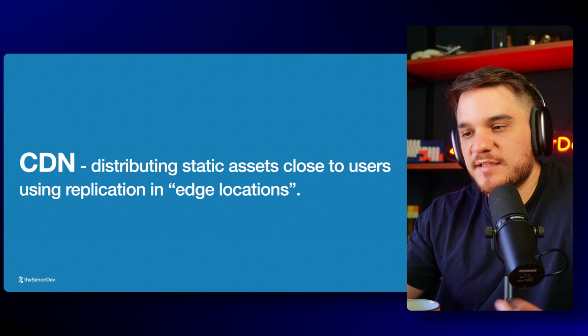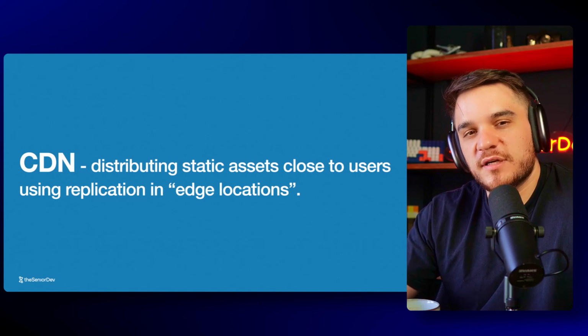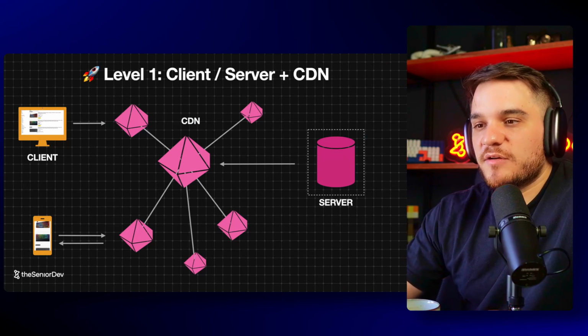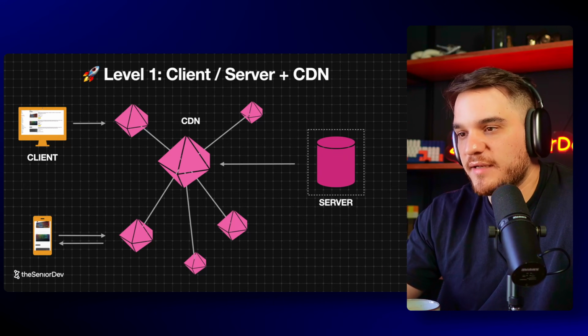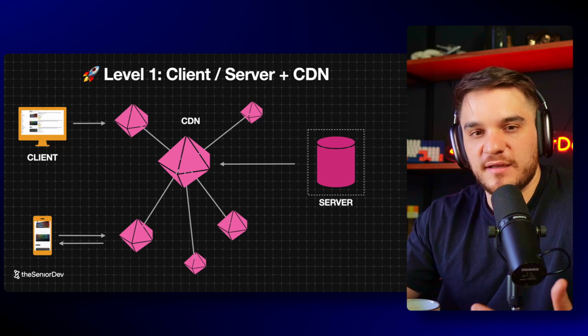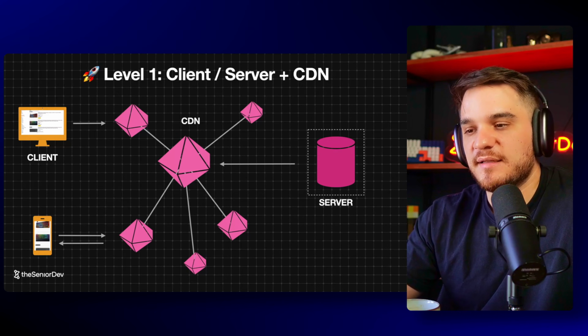And that's a CDN, basically distributing those static assets close to the user by replicating them in those specific edge locations. And that would be our scale level 1, where we still have a client and our server, but we add a CDN to serve our static content in a very efficient way and eliminate the latency problem.